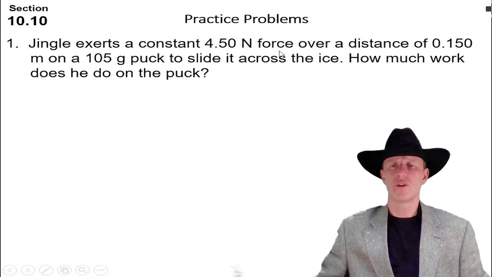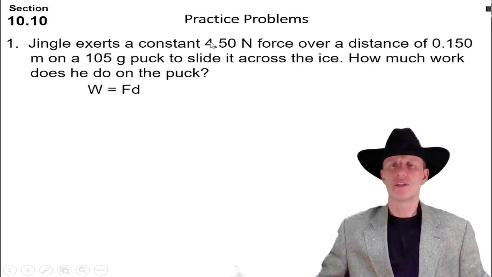Jingle exerts a constant 4.50 newton force over a distance of 0.150 meters on a hockey puck that has a mass of 105 grams to slide it across the ice. Well, how much work did he do on the puck? Well, let's look at our formula. How much work? W is what we're looking for.